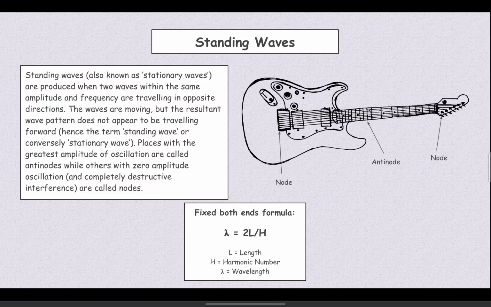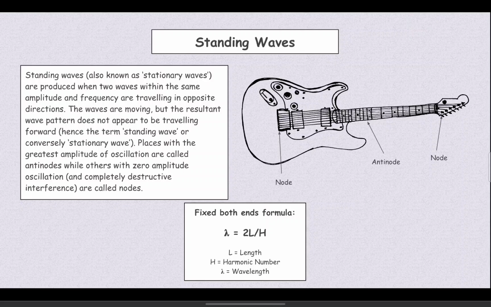So standing waves, which are also known as stationary waves, are produced when two waves with the same amplitude and frequency are traveling in opposite directions. The waves are moving, but the resultant wave pattern does not appear to be traveling forward; it looks stationary, hence the name stationary wave. Places with the greatest amplitude of oscillation are called antinodes, while where there's zero amplitude of oscillation, or complete destructive interference, these are called nodes.